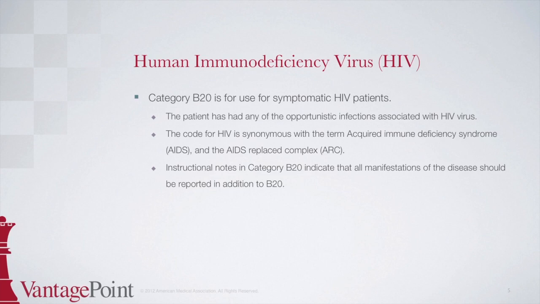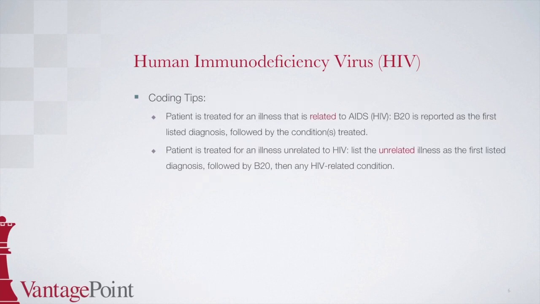The codes for HIV status include the term acquired immune deficiency syndrome, which is AIDS, and the AIDS replaced complex, which is ARC. When using the B20 code for symptomatic HIV status, make sure you also code all manifestations of the disease. When a patient is treated for an illness that is related to HIV, such as pneumonia, B20 is reported as the first listed diagnosis, followed by the conditions treated, which in my example would be pneumonia. If the patient is treated for a condition that's not related to HIV, such as a broken arm after falling down the stairs, the unrelated condition, which is the broken arm, is listed first, followed by B20, and then any HIV-related conditions if present and treated, as illustrated in the second example on this slide.